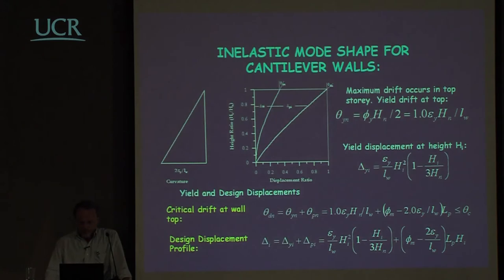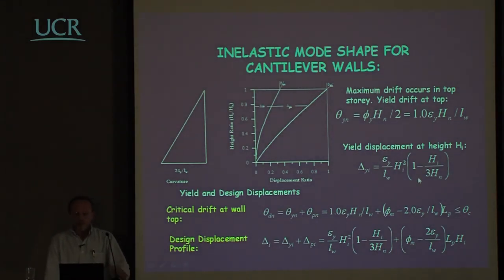Now, if we have this rotation at the top, and we want to estimate the displacement at any height of the wall, we can do the usual integration, which means to integrate the curvature multiplied by the height along the height of the wall. And I will show some more detail later on. But what comes out is something of this sort, where these parameters come out from the integration.